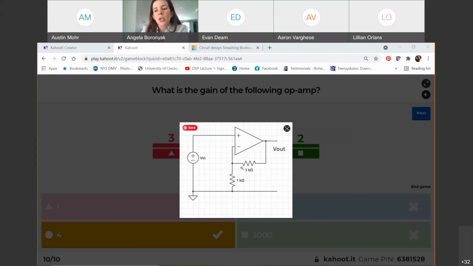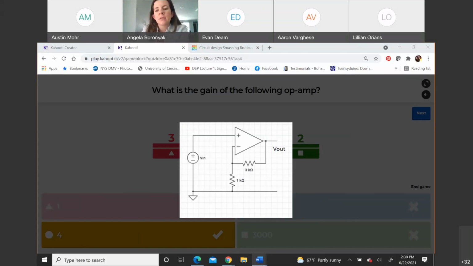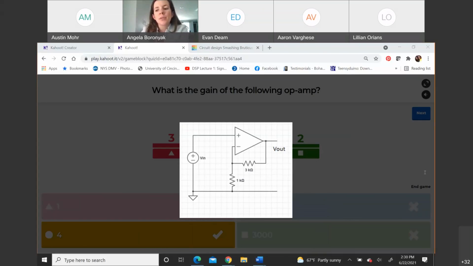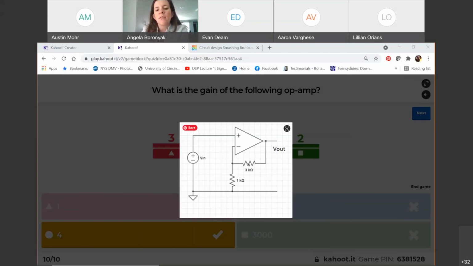What is the equation for a non-inverting amplifier's gain? How do I calculate the gain for that? Good, 1 plus RF over RN, where this is RF and this is RN. So what's RF over RN? 3 kilo ohm over 1 kilo ohm gets me 3. I gotta add 1 to it, don't forget that. So 3 plus 1 gets me 4.